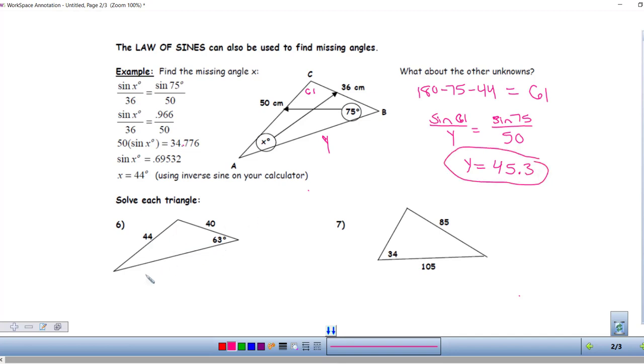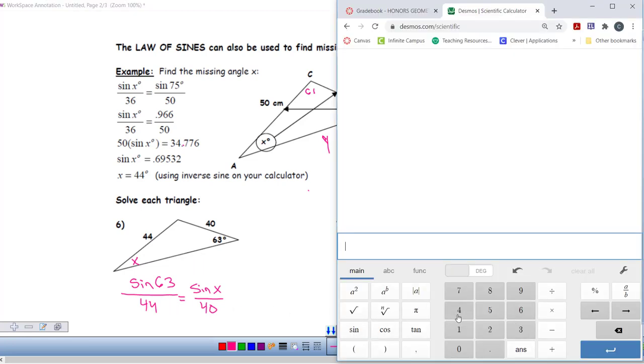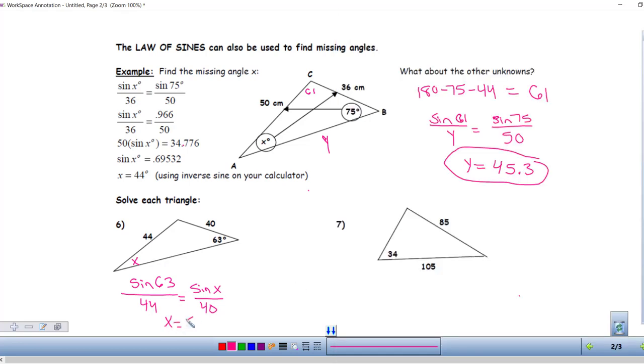We start with our angle side pair. So sine 63 over 44 equals, I'm given another side, so we need to figure out what the angle opposite of that side is. In my calculator, we would do 40 times sine 63 divided by 44. And don't forget, after we do that, we have to use inverse sine to find the angle. So inverse sine of my previous answer gives me 54.1. So x equals 54.1.